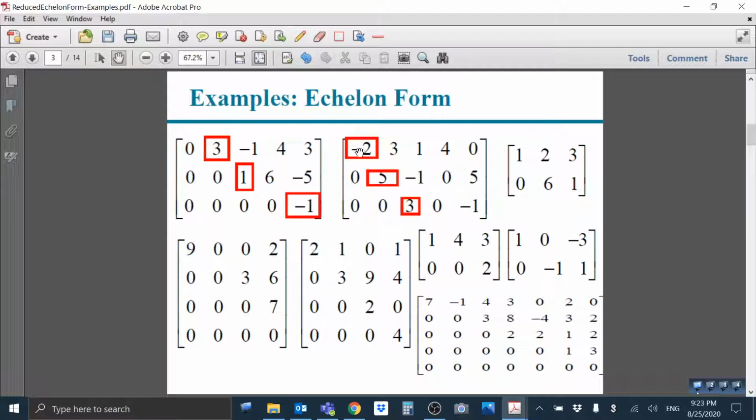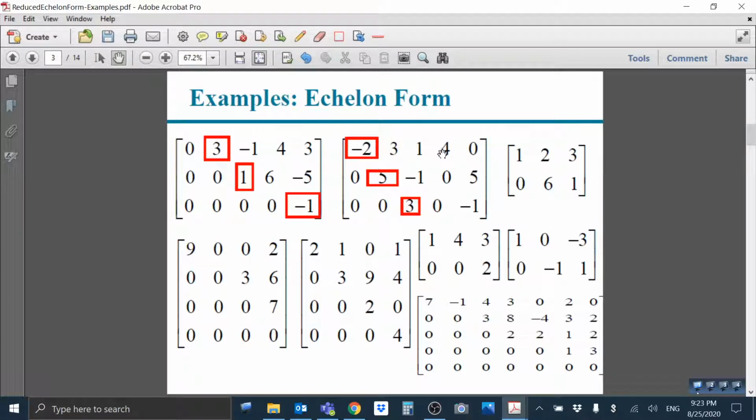So now I check my leading entry, -2, and I check the column that it belongs to. And below it, I have only zeros. Great. Below this leading entry, only zeros. Below this leading entry, nothing. All good. So I'm all clear.